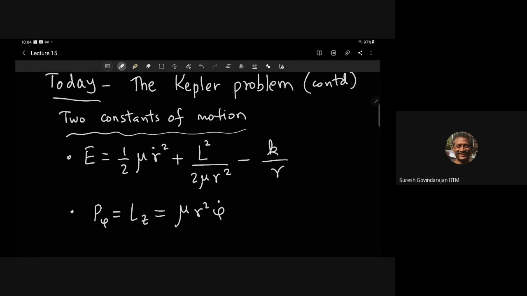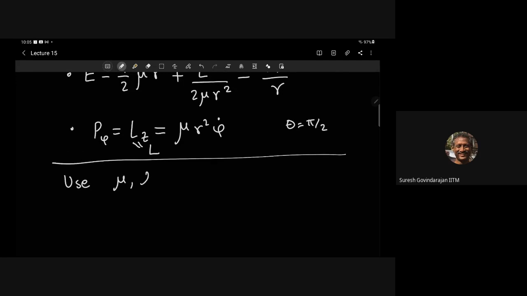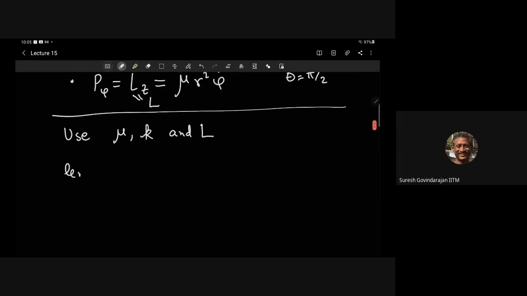Remember that mu was the reduced mass. Lz is also the magnitude of L because we chose theta equal to pi by 2. We chose the plane to be the xy plane. Last time I said use mu, k, and L to obtain length scales, time scale, and energy scale, and I asked you to work it out.